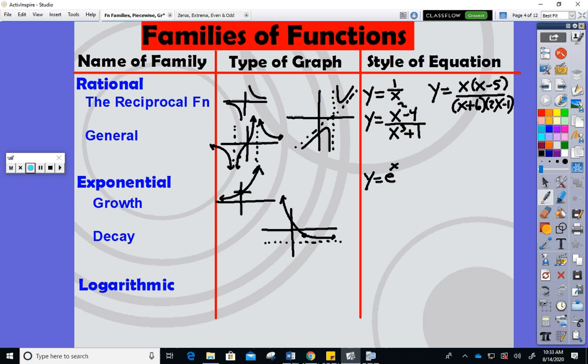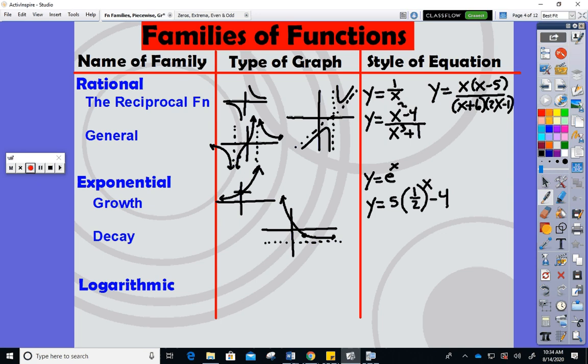So a decay graph is going to have a base, so I might say 5 times, but the base would have to be less than 1. Bases, though, in exponential functions are always positive, okay? You don't have negative bases. That's not an exponential function. That creates a completely different kind of graph.